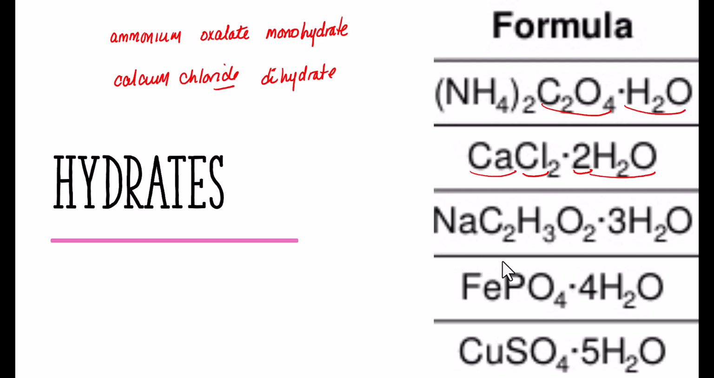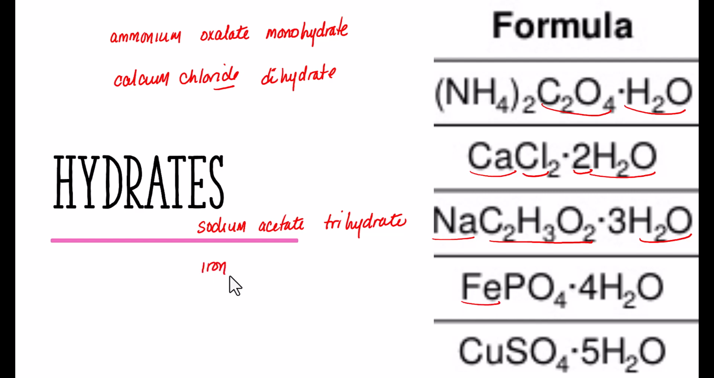NaC2H3O2 dot 3H2O. Na is the metal, so we look that up. This is sodium. C2H3O2 is a polyatomic, so we write the name as is, acetate. Again, H2O is a hydrate, so we just write hydrate. There are 3 of them, and the prefix for 3 is trihydrate. So sodium acetate trihydrate.